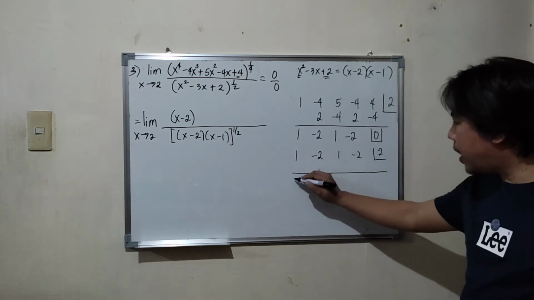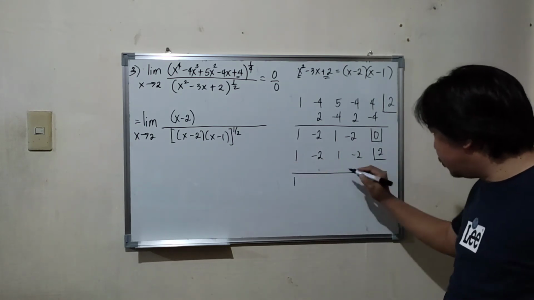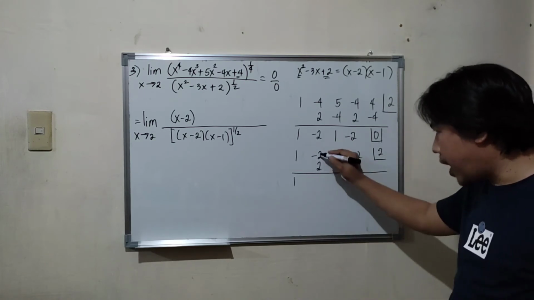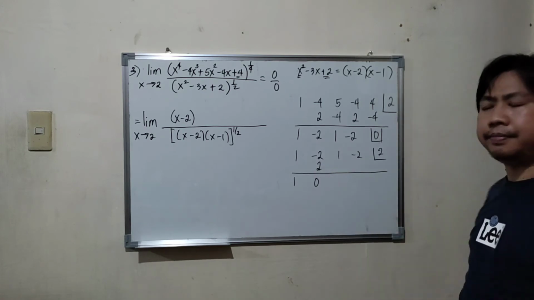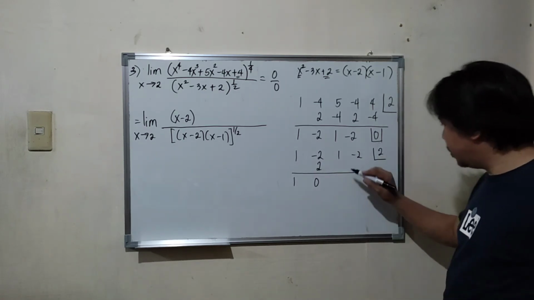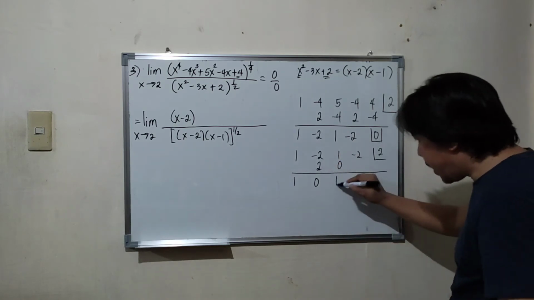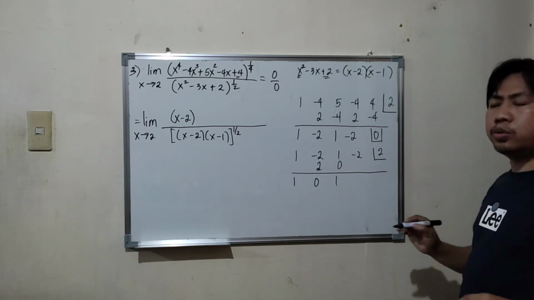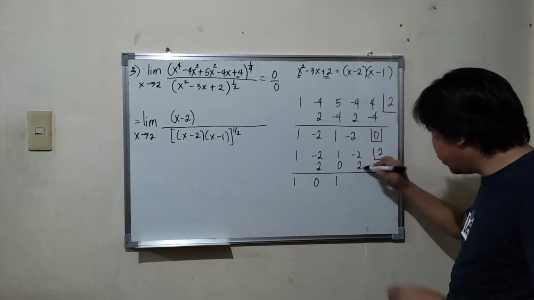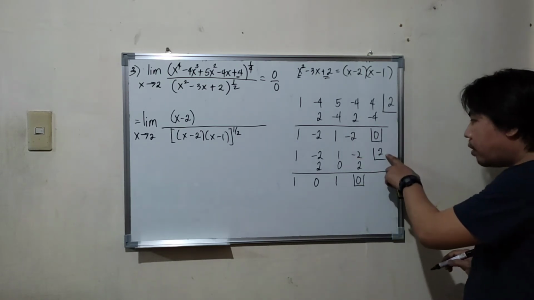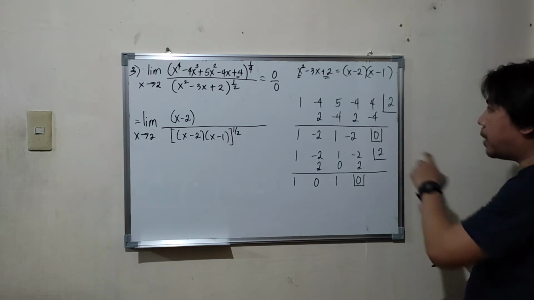Okay, so we have bring down 1 times 2. 1 times 2 is 2. Then add negative 2 plus 2, that is 0. 0 times 2, we have 0 pa rin. 1 plus 0 is 1. 1 times 2, so that is equal to 2. Then we have negative 2 plus 2, 0. Okay? So therefore, may factor ulit siya na x minus 2.